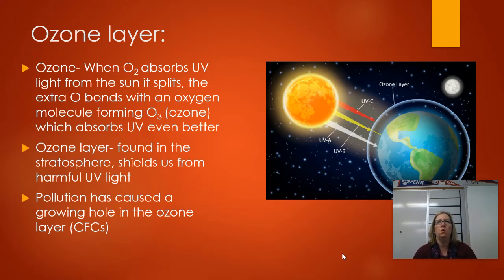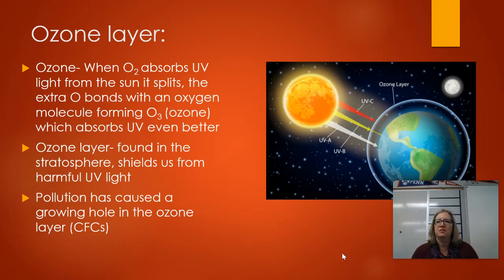Okay. However, pollution has caused holes in the ozone layer. There's actually a big hole in the ozone layer down by the South Pole. And it was discovered decades ago that certain kinds of aerosol cans that had these compounds called chlorofluorocarbons in them were what was causing that hole in the ozone layer. And so they've been restricted and we've used them less, and the hole is actually shrinking.